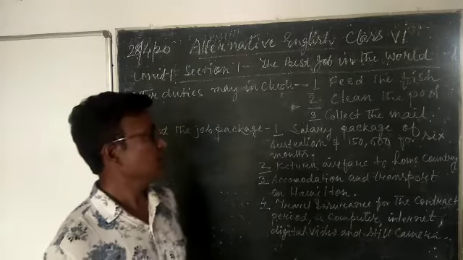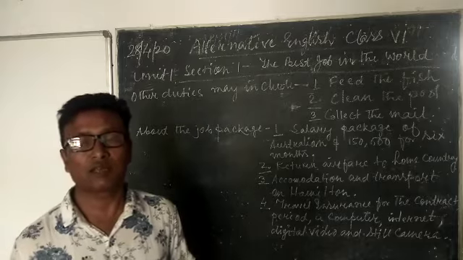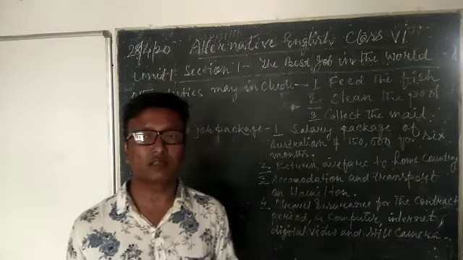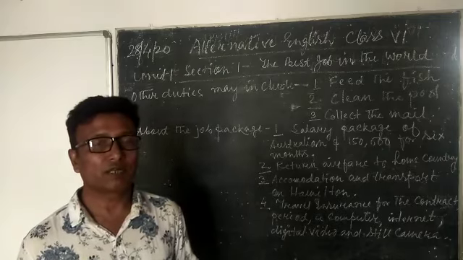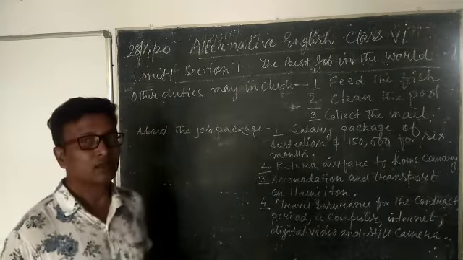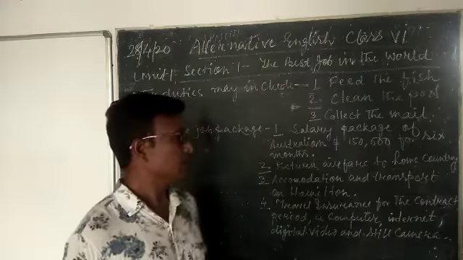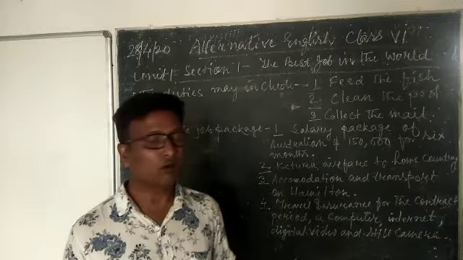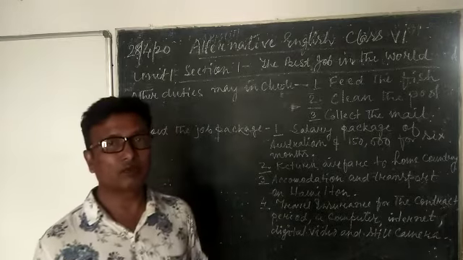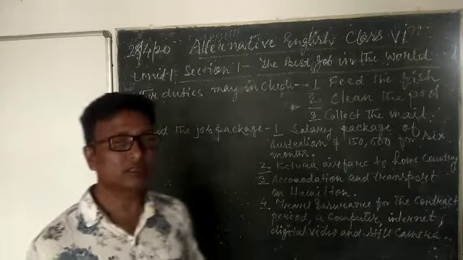These are the things. And about the package, what things are mentioned? What is the salary that he will be getting for 6 months? The answer is 150,000 Australian dollars he will be getting. And what about his return fare? It will be borne by the authority. Then accommodation and transport, all will be borne by the authority. Then travel insurance he will have. He will be given a computer. Then internet and digital video and still camera.